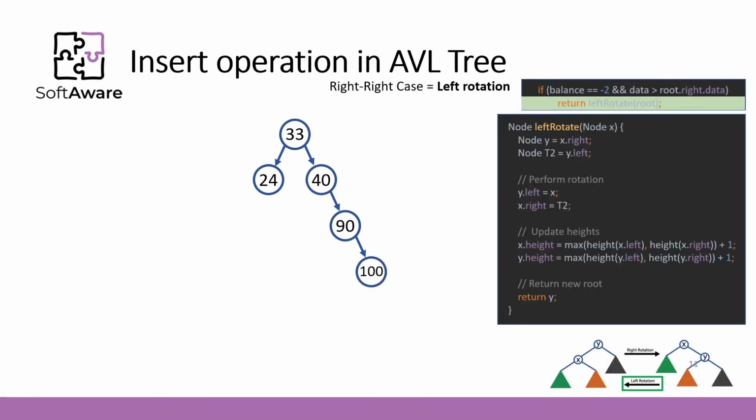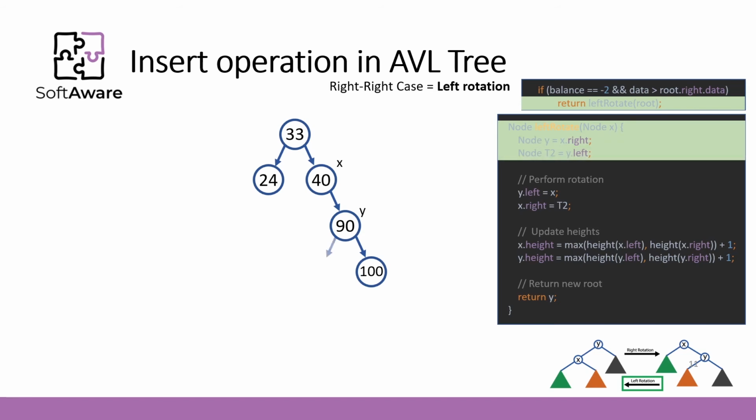So again, we take input as our current root node, which is 40, and say that it is our X. We assign that Y will be equal to X.right, and T2 will be equal to Y.left. We perform rotation by assigning Y.left to X and X.right to T2.